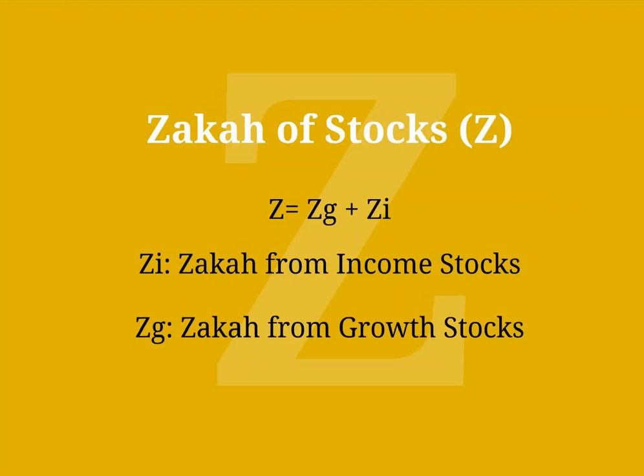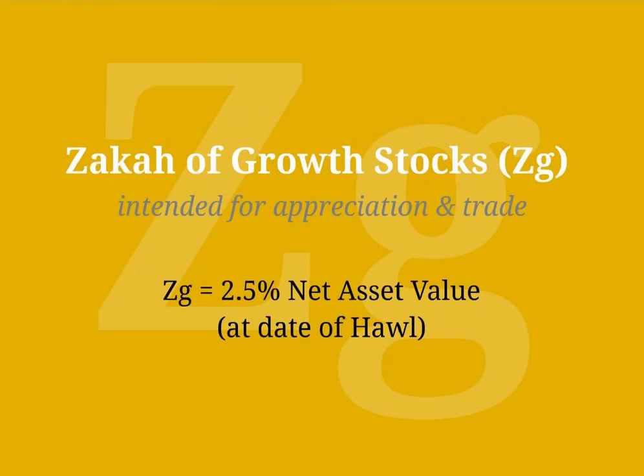The Zakah on a portfolio of stocks will be calculated by adding the Zakah owed on income stocks and the Zakah owed on growth stocks. So you may be wondering why differentiate between growth and income stocks. Stocks held for the purpose of growth and appreciation are like assets that are held for the purpose of trading and are considered commercial goods, or in Arabic, arud tijara. For these shares, their Zakah base will be the total closing market value of shares owned, or the net asset value on the Hawl date. And then this net asset value is simply multiplied by 2.5%.